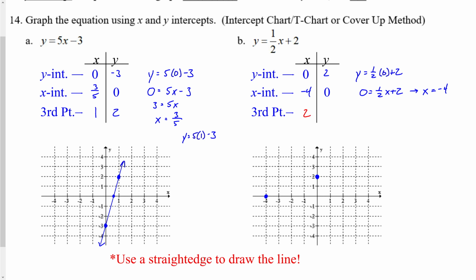But again, that's not totally necessary this time because we have 2 nice points here for us to graph. So then we would just take our straight edge, connect our 2 points, and show that this would be the line from graphing that equation.